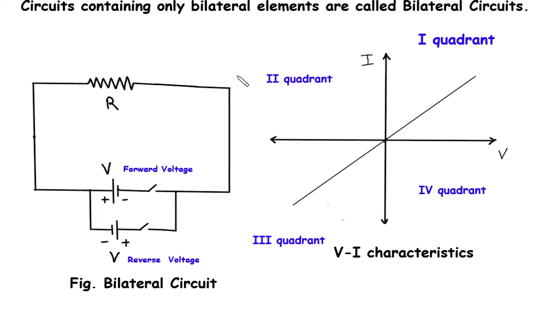Now if the circuit contains only bilateral elements, that circuit will be a bilateral circuit. Otherwise it will be a unilateral circuit. If it contains a unilateral element, even a single unilateral element, then that will be a unilateral circuit. But if the circuit does not contain any unilateral element and only contains bilateral elements, then the circuit will be a bilateral circuit.